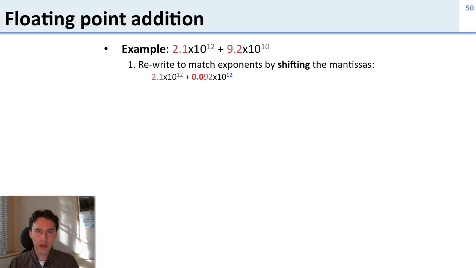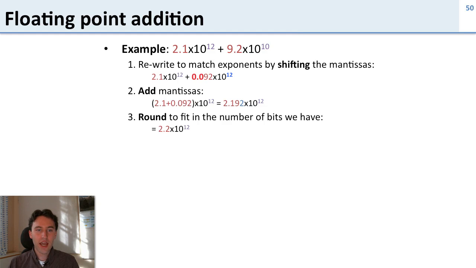We don't shift the one on the left because it's got the largest exponent, so we would keep that as 2.1 times 10 to the 12th, but we have to shift the one on the right. So 9.2 times 10 to the 10th is the same thing as 0.092 times 10 to the 12th. I've shifted it over 2 places, and I've added 2 to the exponent. Now I can go ahead and add the mantissas, so I add 2.1 and 0.092, and I get my result.